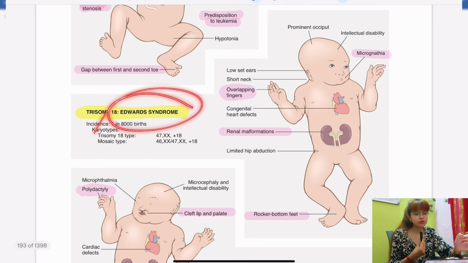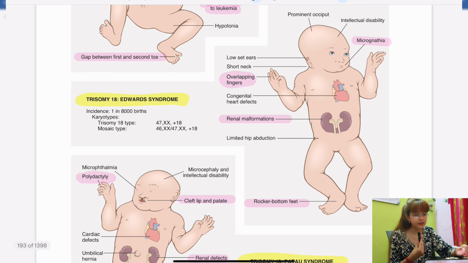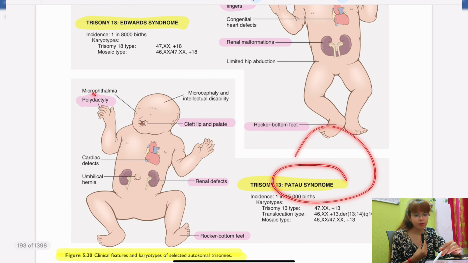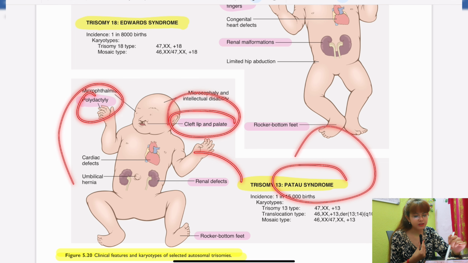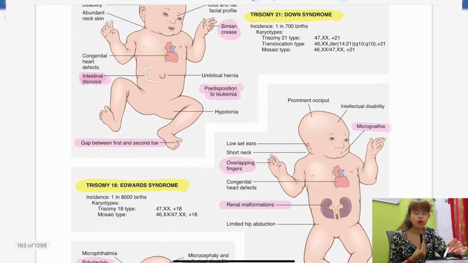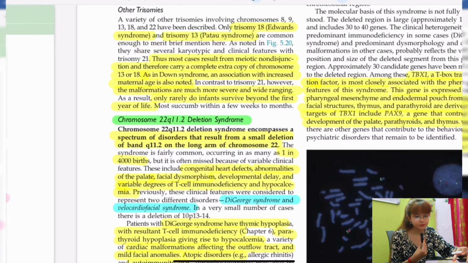If you talk about Edwards syndrome, you have renal malformations, micrognathia, and rocker bottom feet. In Patau syndrome, you have polydactyly, cleft lip and palate, renal defects, and rocker bottom feet are also there. So here in Down syndrome you don't have rocker bottom feet; you have the gap between the first and the second toe. So these points are important. I've highlighted them here. You can just go through it.